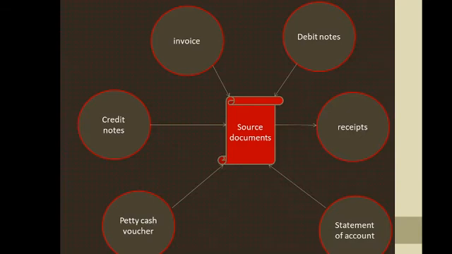Now the next one is a credit note. The credit note is a document sent by the seller to the customer for a reduction in the amount owed by him. It arises, for example, because some goods are damaged. So we have credit notes received by customers and credit notes issued by suppliers.